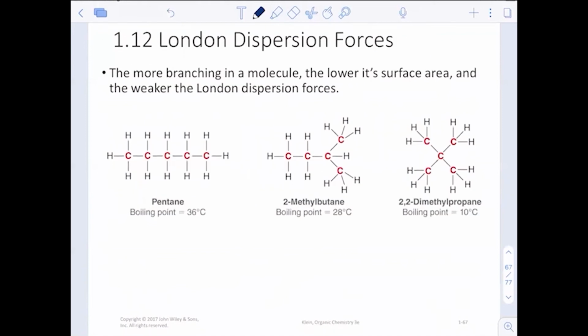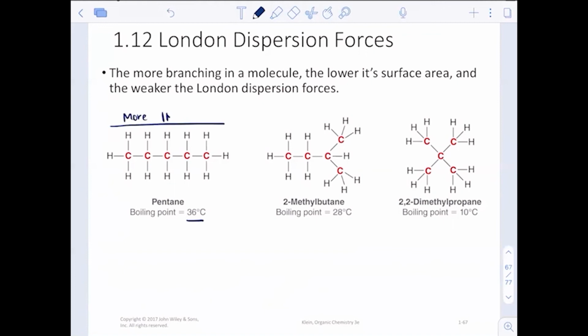Now, more branching in a molecule lowers its surface area. Think about the difference between a rectangle versus a circle. The actual rectangle has more surface than the circle. Circles are the least amount of surface area, as is the sphere. So the more branching, the more spherical. Notice that this central carbon is not really seen on the outside anymore. And so it truly is less surface area there. And so larger surface area, more intermolecular forces.